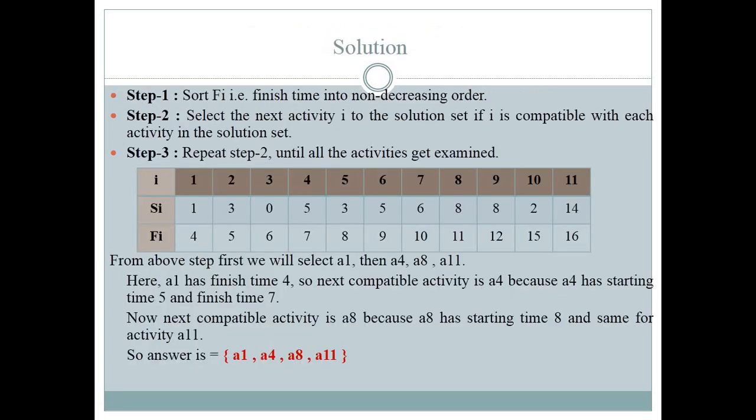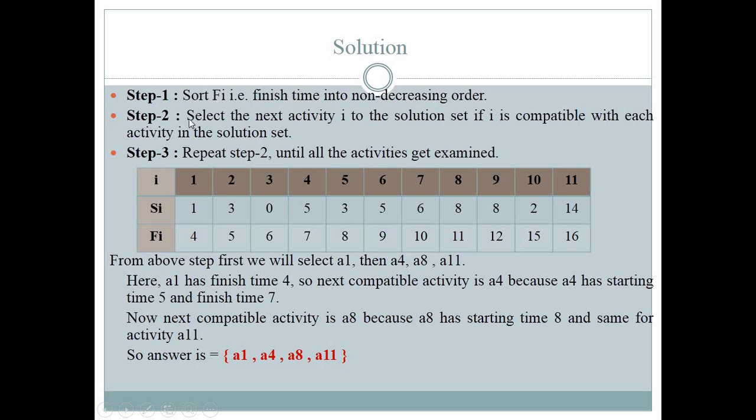So now let's take its solution. The solution steps are given here. Sort fi, meaning finishing time, into non-decreasing order. So here we will sort our finishing time. Our finishing times are 4, 5, 6, 7, 8, 9, meaning we have put them in ascending order, of finishing time only. Here keep in mind, finishing time.